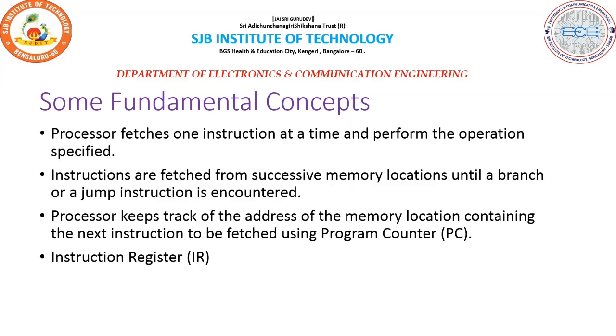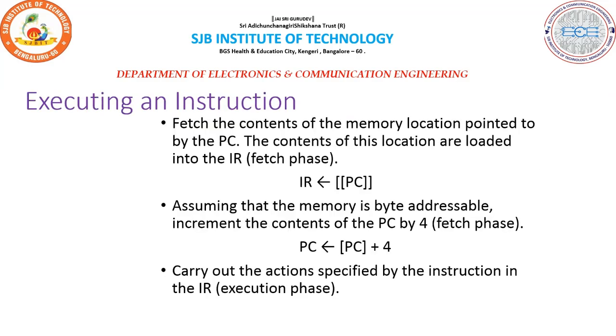Symbolically, what is the execution of an instruction? To execute an instruction, fetch the contents of the memory location pointed to by the program counter. The contents of the location are loaded into the instruction register; that is the fetch phase. The current instruction to be executed moves to the instruction register. Assuming that the memory is byte addressable, increment the content of the PC by 4. Why is 4 required here? The 4 indicates the addressing scheme of the processor, whether 32-bit, 64-bit or 128-bit. This is the 32-bit addressing mode, so the PC is incremented by 4.